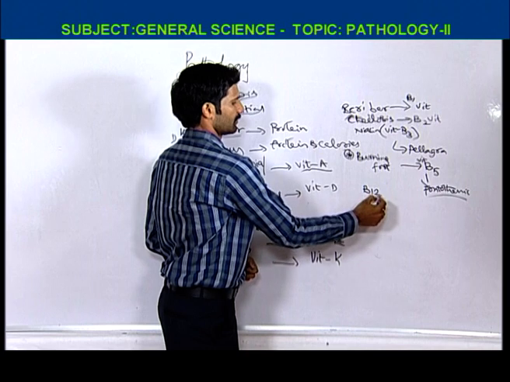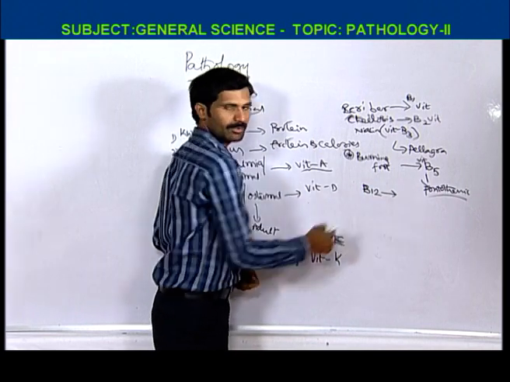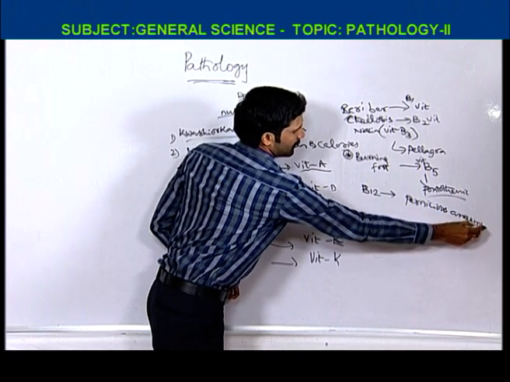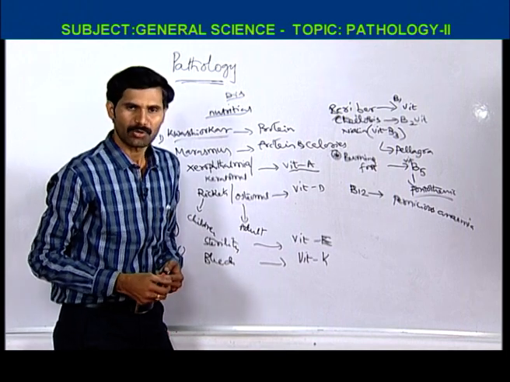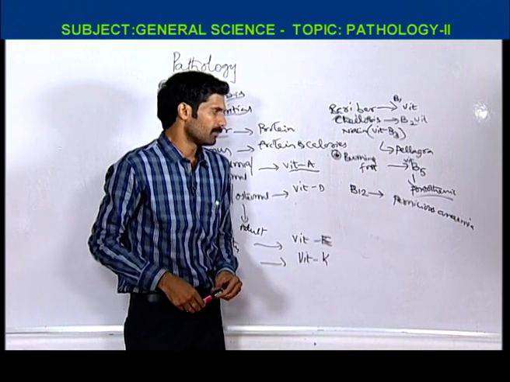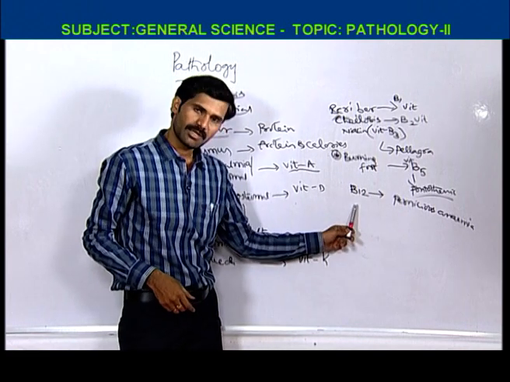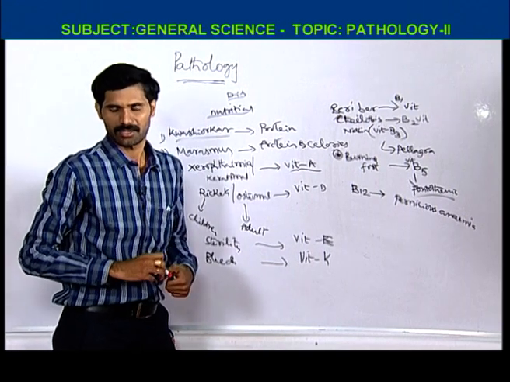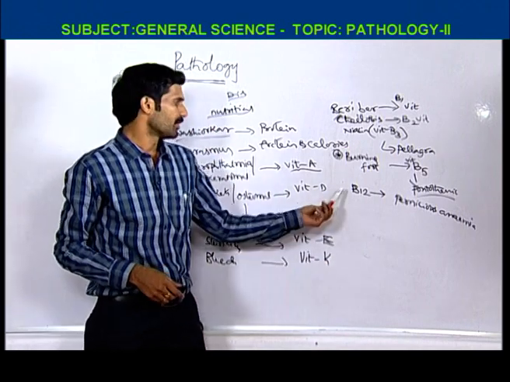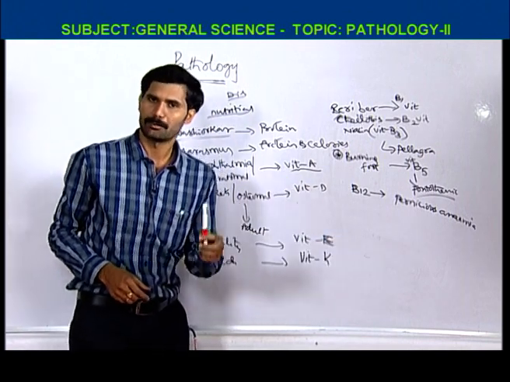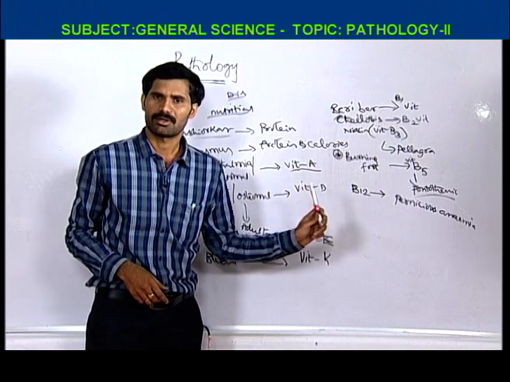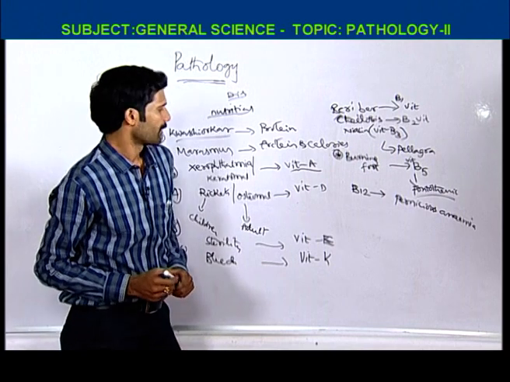Next, the deficiency of vitamin B12 leads to pernicious anemia. Okay, and the chemical name of vitamin B12 is cyanocobalamin, a cobalt containing vitamin. Deficiency of vitamin B12 leads to a disease called pernicious anemia. Vitamin B9, folic acid, and B12 are essential vitamins for the maturation of RBCs. Very important point for competitive purposes. These two important vitamins play an important role in the maturation of RBCs, red blood cells.